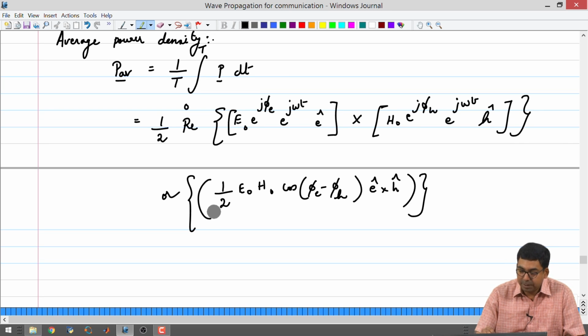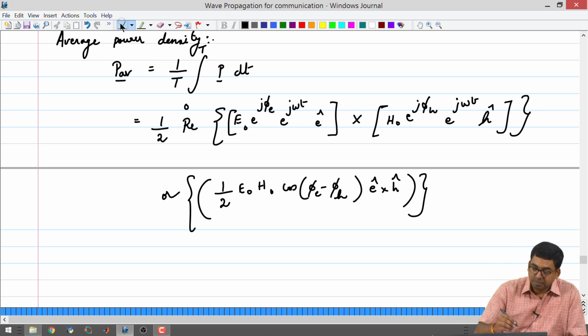So, here I have the expression for the average power to be half E naught h naught cos(phi e minus phi h) E cross h. I just cannot simply write this as half real part of E vector crossed with h vector, because that will never give me phi e minus phi h, it will only give me phi e plus phi h, which is not consistent with the derivation I just made. Which means that we need to make some adjustment to one of these quantities. The phase is not being calculated correctly.